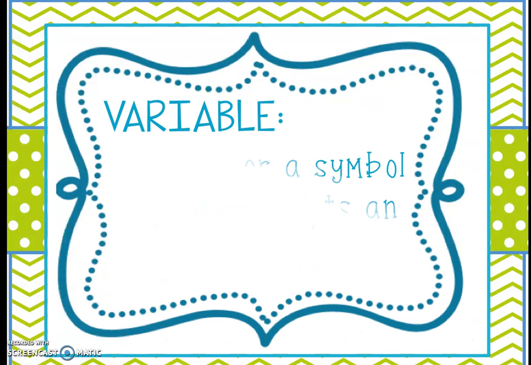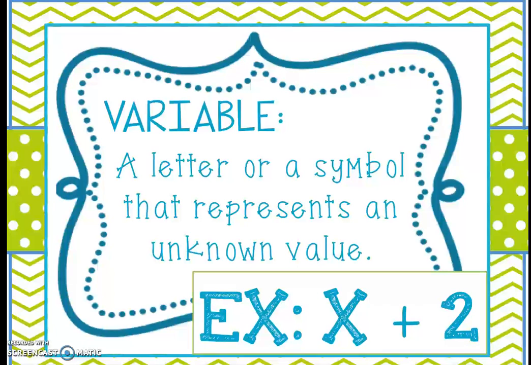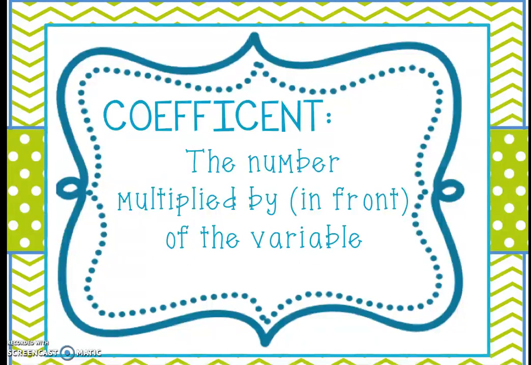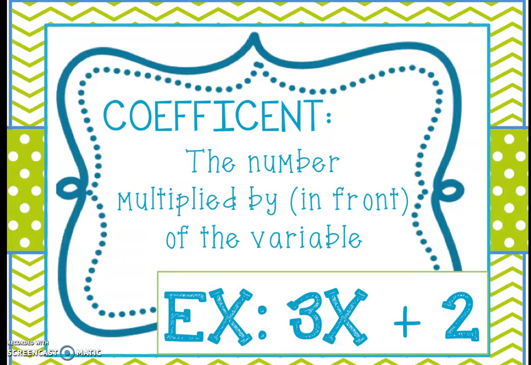The variable. The variable is a letter or a symbol that represents an unknown value. So in this example, 3x plus 2, the letter or symbol that represents an unknown value is x. We call that a variable. The coefficient. A coefficient is the number that's in front of the variable. So if you take a look at this example, 3x plus 2, the coefficient, or the number that's being multiplied by the variable, is 3.